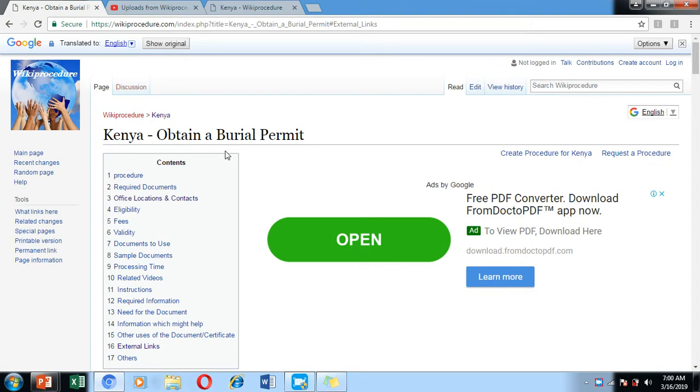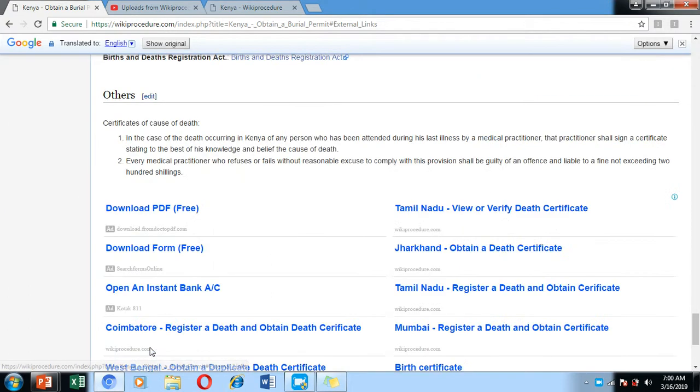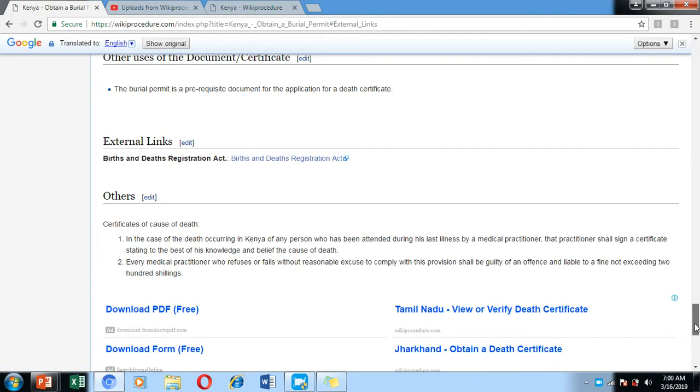We have also included links to office locations where you can go visit to make the application, and also included links to other websites where you can visit and get more information about births and deaths registration in Kenya and how you can go about the application process for the burial permit.